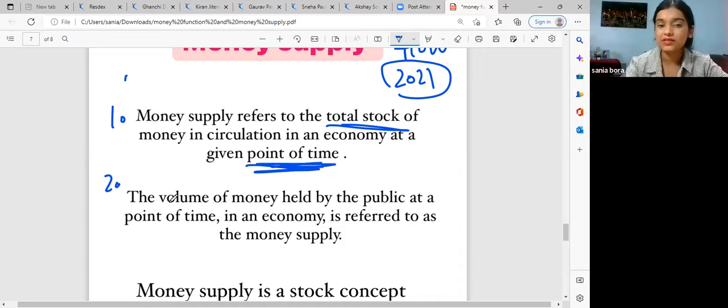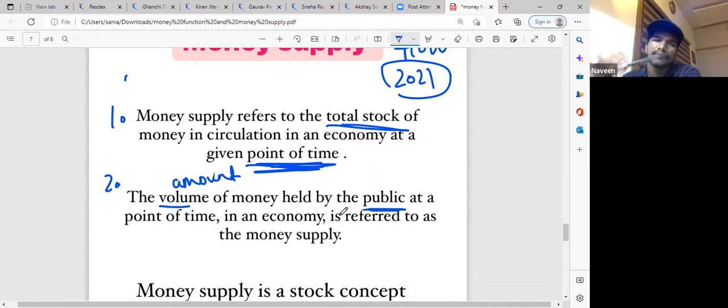So I'll explain this as well. You will be writing the amount of money, or you can write volume of money. The amount of money held by the public. Who has the money? Public, definitely. Animals don't have money, and non-living things don't have money. So amount of money held by the public at a point of time in an economy is referred to as money supply. Okay, the same thing.